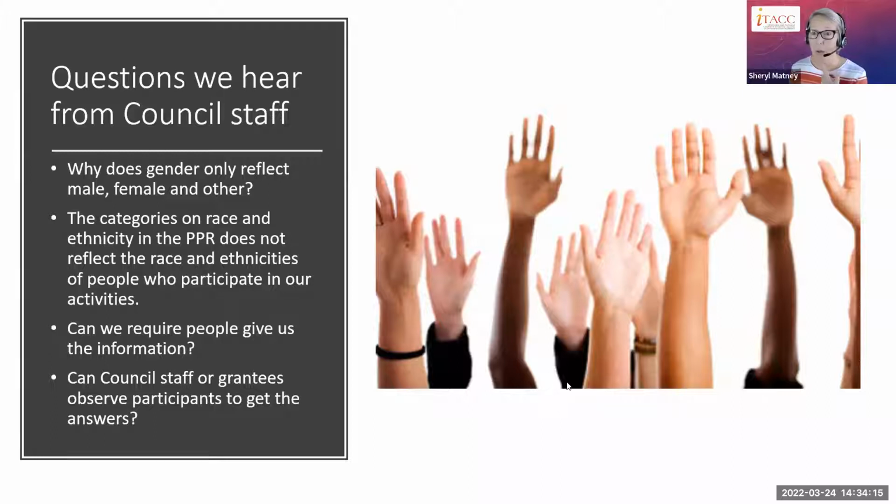Yes, thank you, Cheryl. So as you know, ITAC received a lot of questions. Why does gender only reflect male, female, or other? Or the categories on race and ethnicity in the PPR do not reflect the race and ethnicity of the people who participate in our activities. Can we require people to give us the information? Can council staff or grantees observe a participant giving the answer to any survey?